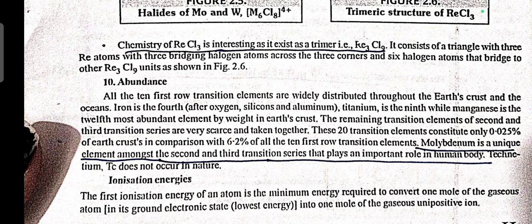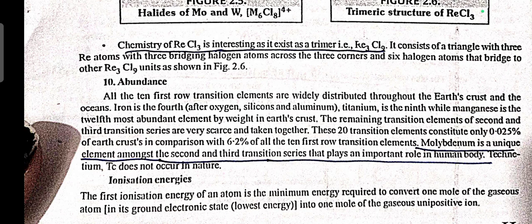Abundance. All the 10 first row transition elements are widely distributed throughout the Earth's crust and the ocean. Iron is the fourth after oxygen, silicon, and aluminium. Titanium is the ninth, while manganese is the 12th most abundant element by weight in Earth's crust.